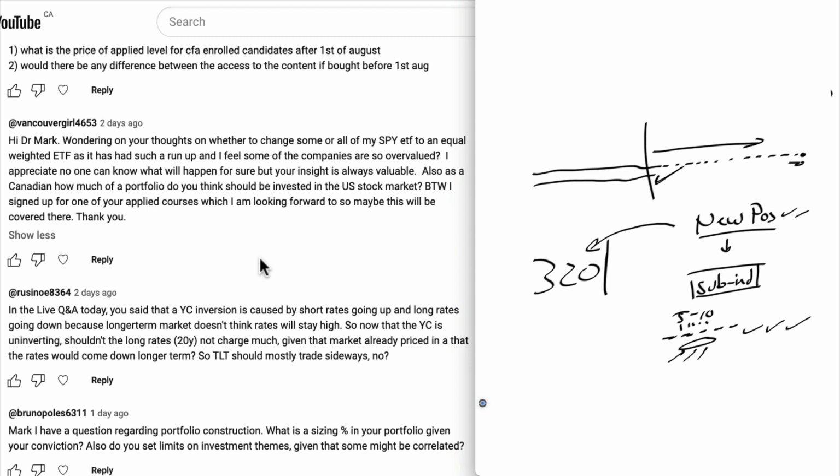Thoughts on whether to change some or all of my SPY ETF to an equal weighted ETF, as it has had such a run up and I feel some of the companies are overvalued? Yeah, I can see that. If somebody said I want to do that, I would say, if you're feeling that the bigger companies, the top 10 that have 35% of the weighting, if you feel those 10 are very overvalued, then yeah, you probably would want to move to equal weighted.